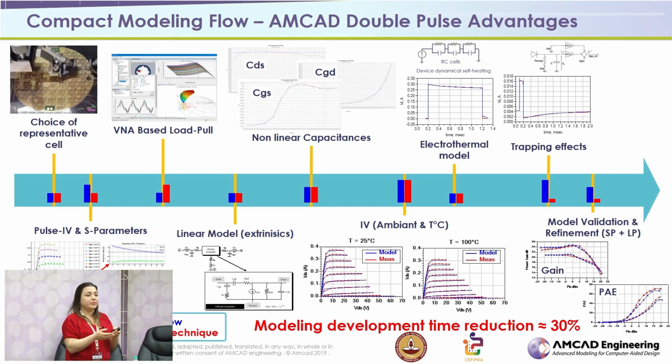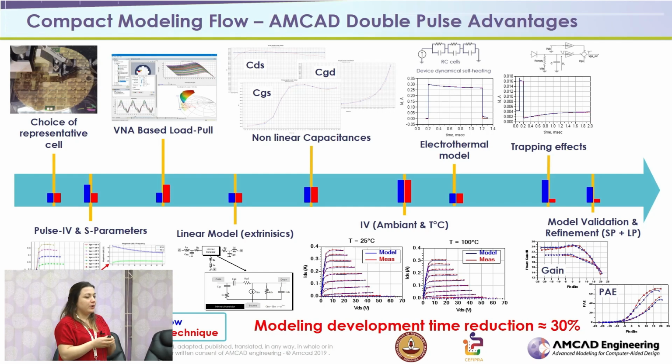we have a comparison between load pool measurement and the model that is directly good. In this model flow, we have a histogram to represent the time spent in each step of the characterization and extraction of the model. At the beginning, pulse IV measurement and load pool measurement time is compensated, because in the standard compact model flow we use more IV characteristics and more S parameter measurements, but using the AMCAD double pulse technique, we do more load pool characterization. So in terms of measurement time, it's similar.